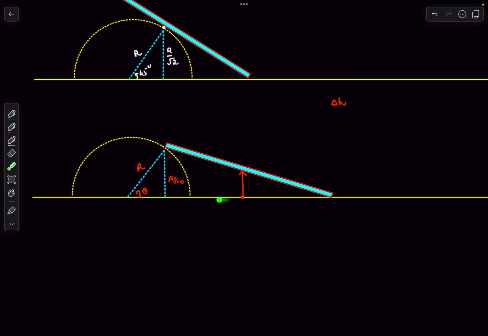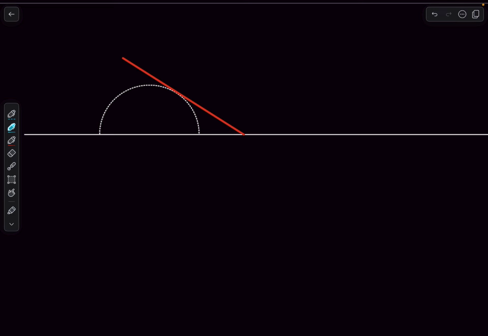The height of the larger triangle is r sine theta, so the height of the small right triangle will be r sine theta by 2, right? So this height is r sine theta by 2. This is the final height of the center of mass. So the drop in height of the center of mass is r by root 2 minus r sine theta by 2. The reason I'm writing down the drop in height is because we want to use energy conservation, right? Because what we want to find is the angular velocity, and for that we'll use the energy conservation method.